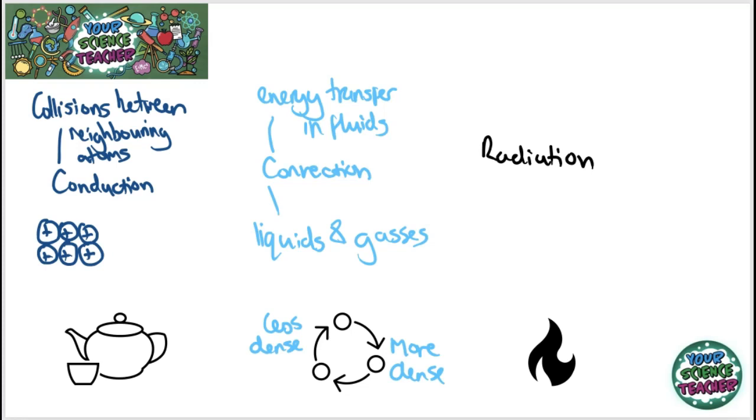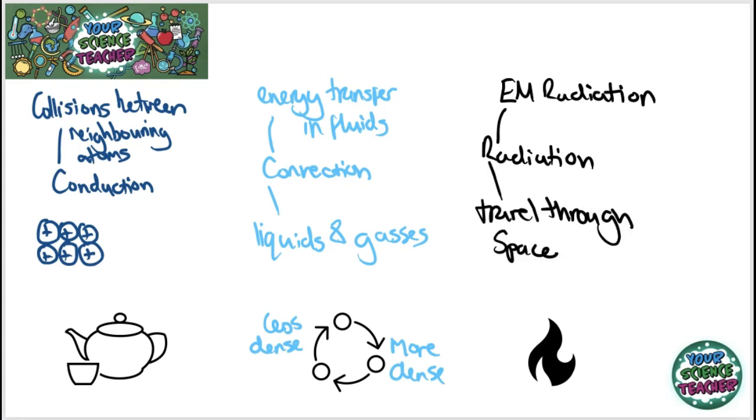And then finally, we have radiation, and radiation is EM radiation. So for heat, it is IR waves, isn't it? That get emitted, and because of this, it can travel through space. Radiation is the heat transfer that you would feel if you were standing close to a fire. You could feel the heat of that fire coming towards you, even if you're not touching the fire, because of the fact it can travel through the air.